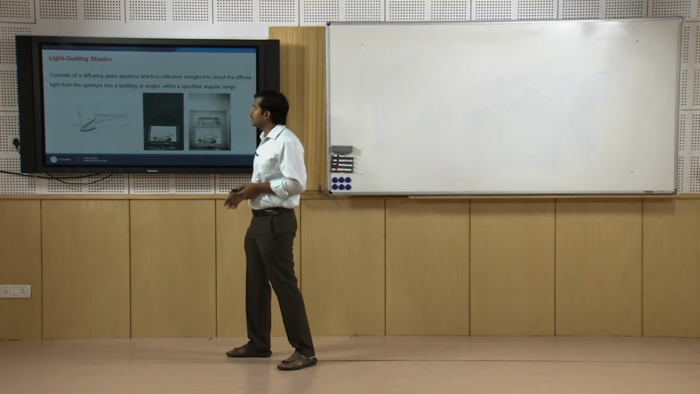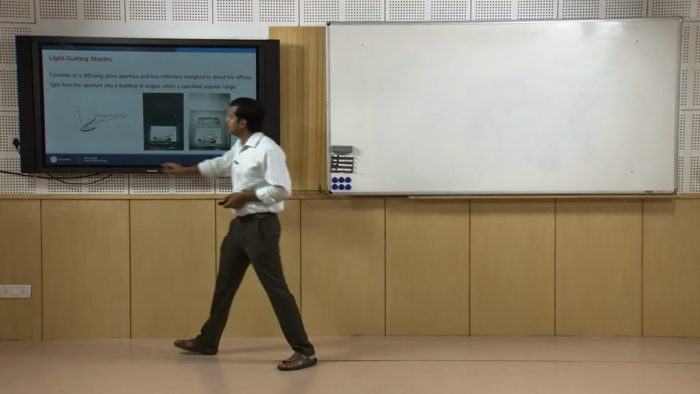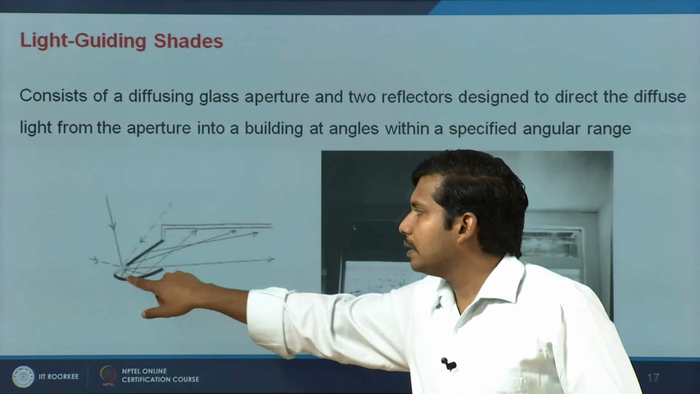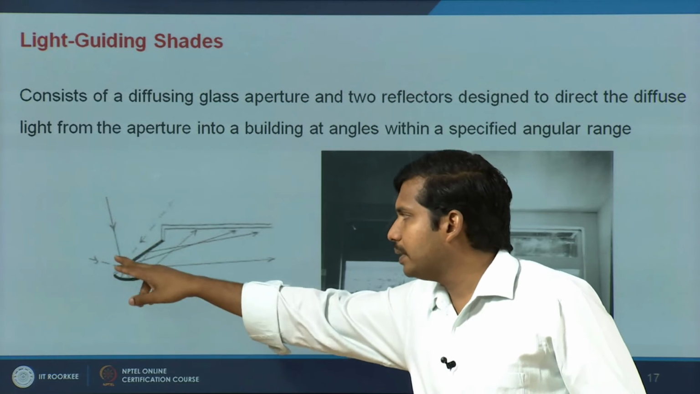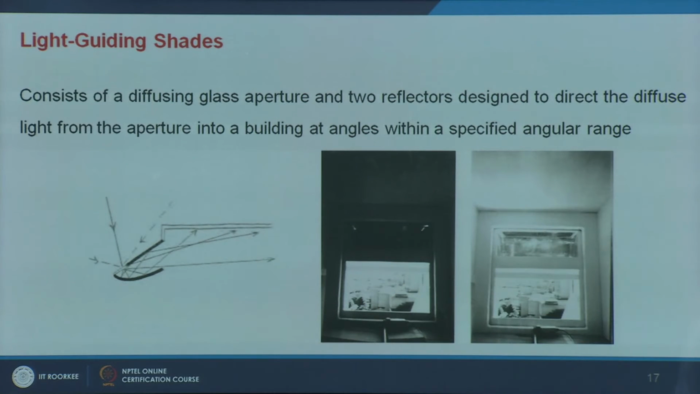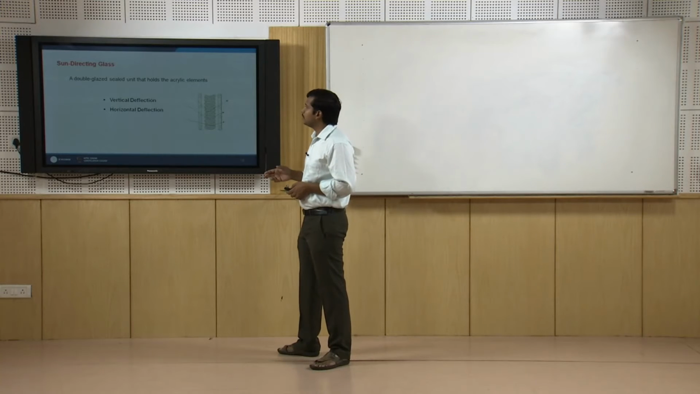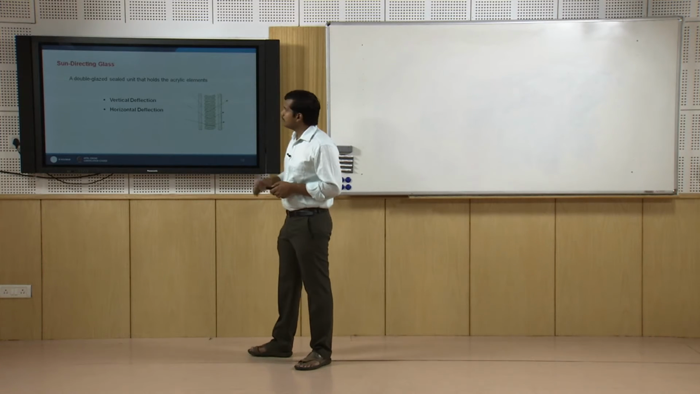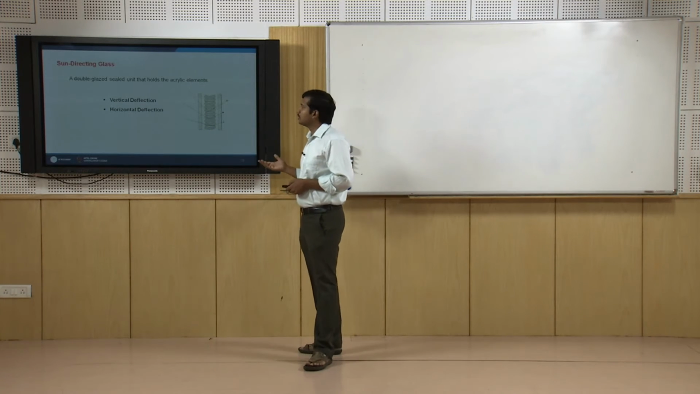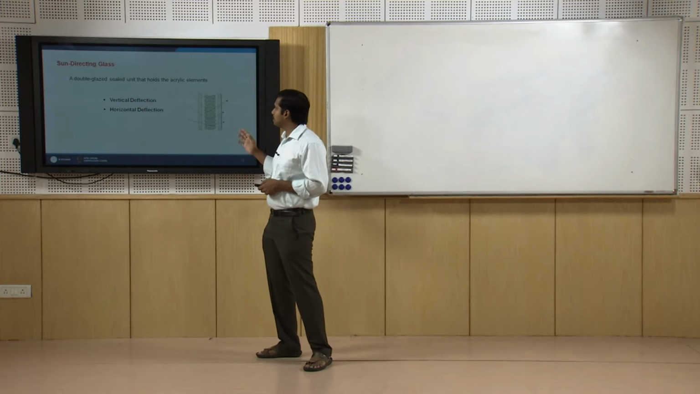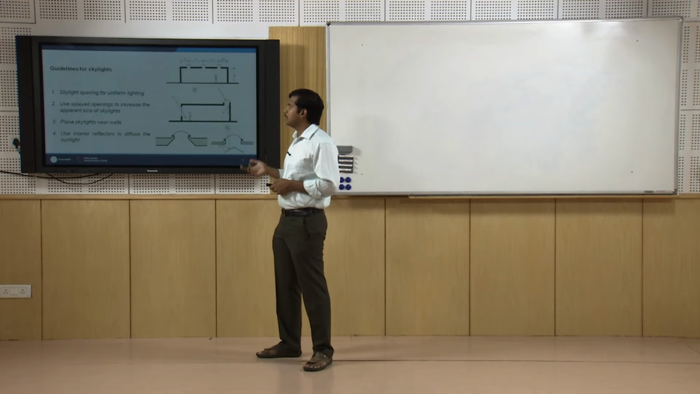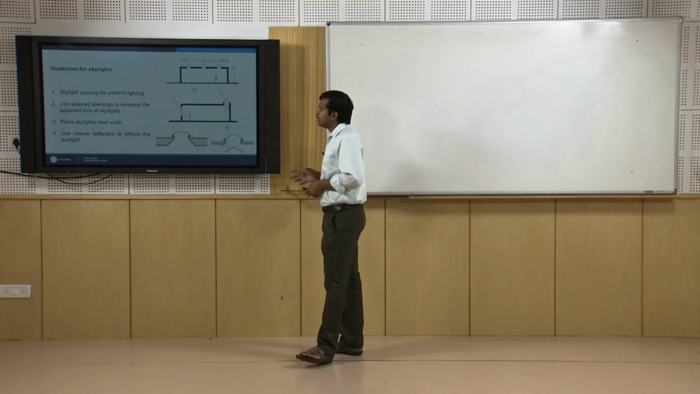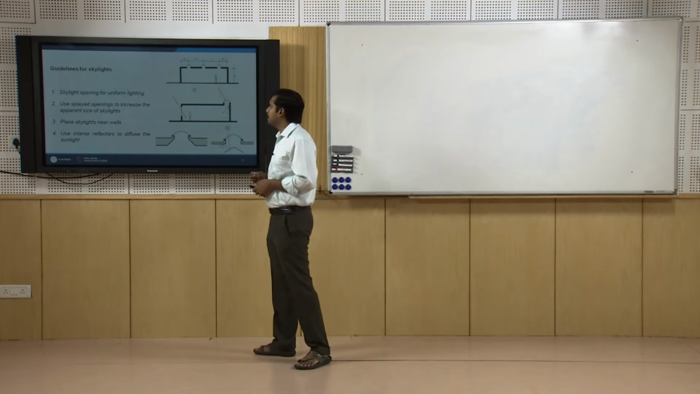In light guiding shades, the radius and the curvature of it versus the tilt of it determines where the light actually gets reflected. Apart from this, you have deflecting panels, where vertical as well as horizontal deflections can happen. There are also many other varieties, but these are some common ones in the field. Let us take a look at specific guidelines for designing skylights.